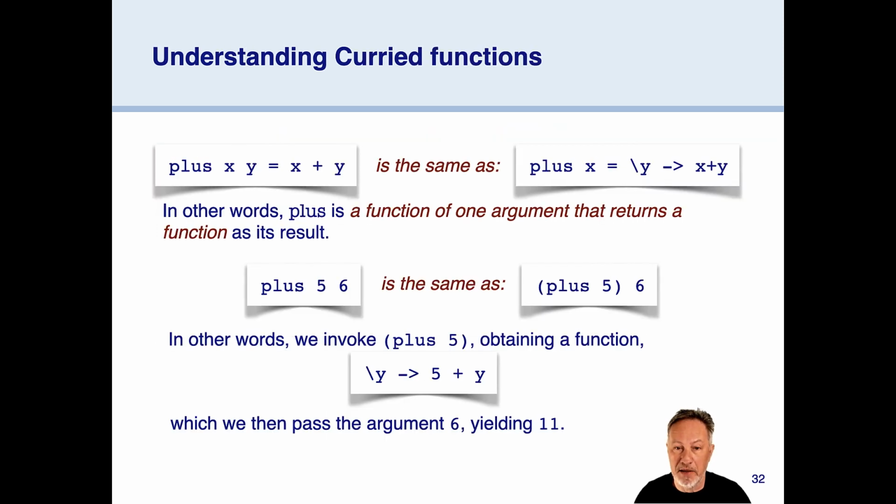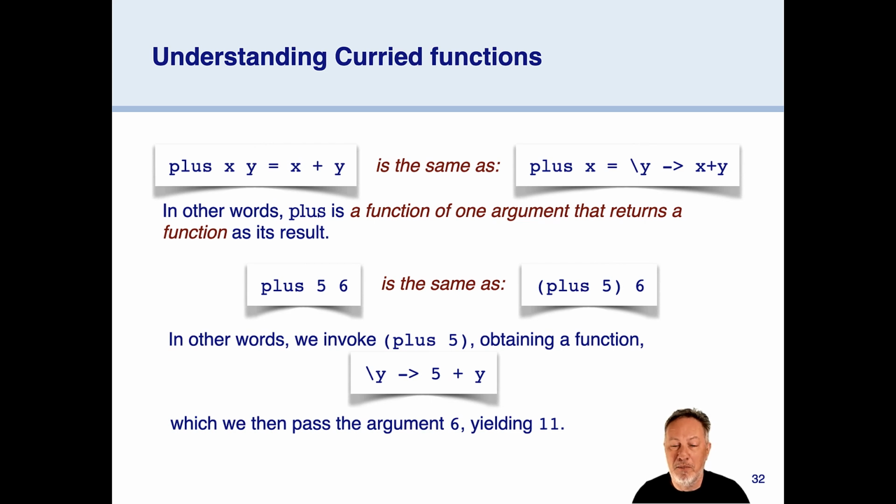Let's see if we can make this clear. When I write something like plus x y equals x plus y, that's actually just syntactic sugar for plus x equals lambda y arrow x plus y. Let me say that again. A curried function that takes multiple arguments is simply a function in its first argument returning an anonymous function that takes the next argument.